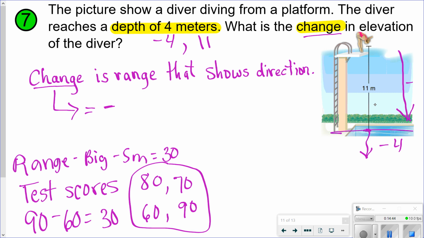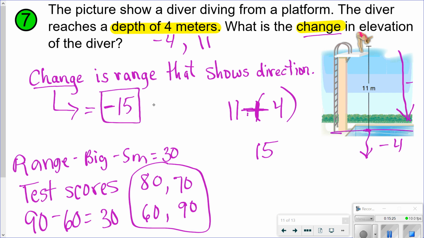So our actual equation, if you would like to call it, is 11 minus, we have to subtract the smallest number. Well, our smallest number, guys, is a negative number. And when we do a minus a negative, remember we have to make that into a big plus sign. So 11 minus a negative 4 really is a positive 15. But because it's asking for change, we need to show that direction. So our answer is the change in elevation is negative 15 meters.